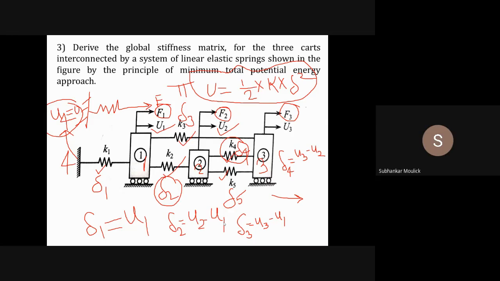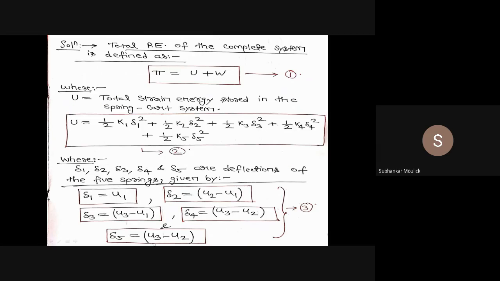Okay. Next is the fifth element. I can see that the fifth element is connected from node 2 to node 3. Again, the entire system has a tendency to move towards the right direction. That means I can assume that F3 is greater than F2. If F3 is greater than F2, then for this element, delta 5 will also be U3 minus U2. Is it clear? Yes, sir. Fine. Let this be equation number 3.